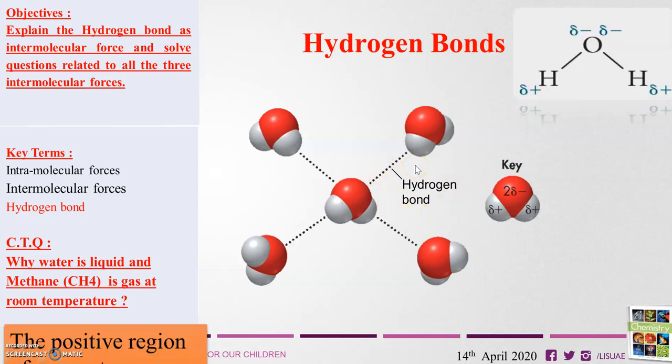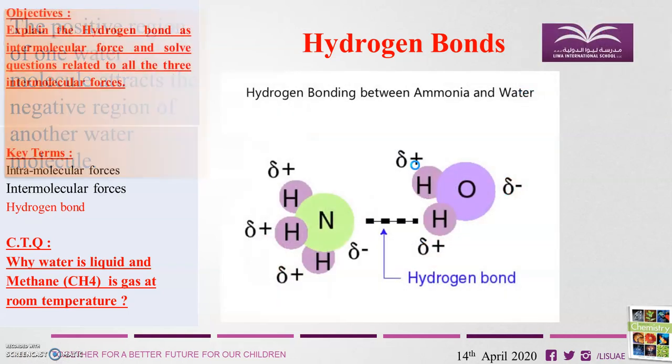Okay, next example. Here again I have a water molecule, but it is bonded to this guy. Now what is the name of this molecule? This is called ammonia. Ammonia is N, then we have 3 hydrogens. The positive charge of the water molecule is being attracted to the negative charge of the nitrogen. So this is the second example.